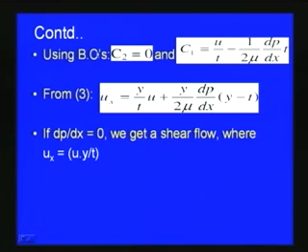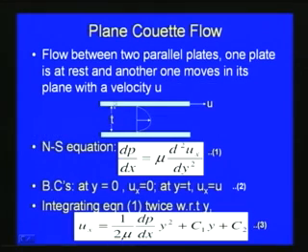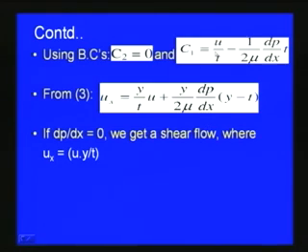By using the boundary conditions, we can see c2 is equal to 0 and we get c1 equal to u by t minus 1 by 2 mu dp by dx into t, where t is the distance between these two plates. Now we can substitute c2 and c1 in the equation for velocity. So, we get ux equal to y by t into u plus y by 2 mu dp by dx into y minus t. This is the expression for velocity.